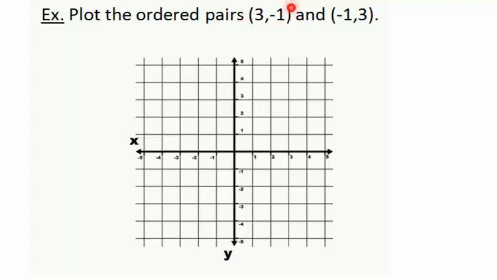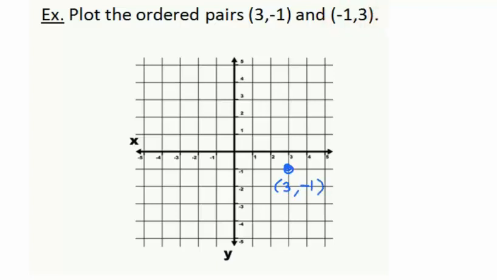For the ordered pair 3, minus 1, the first number tells us how many steps to move in the left or right direction, depending on whether it's positive or negative. Since the first number is positive, we're going to move 1, 2, 3 steps to the right. And since the second number is negative, we're going to move 1 step down. And to plot our point, we will just put a little dot here, and we could even label this as the point 3, minus 1.